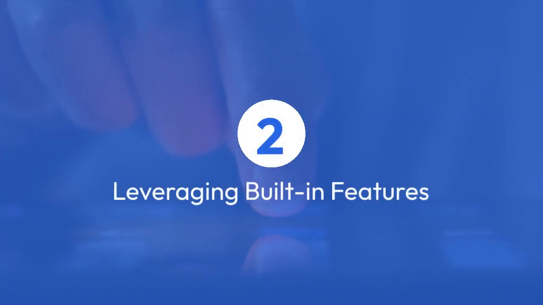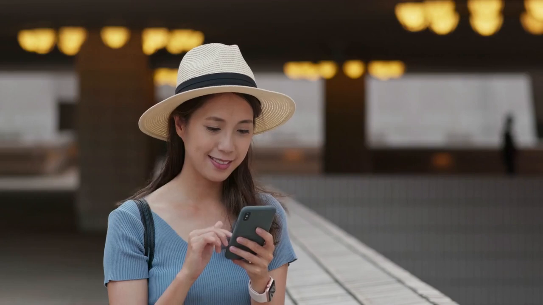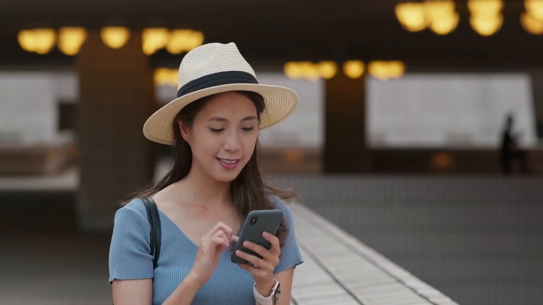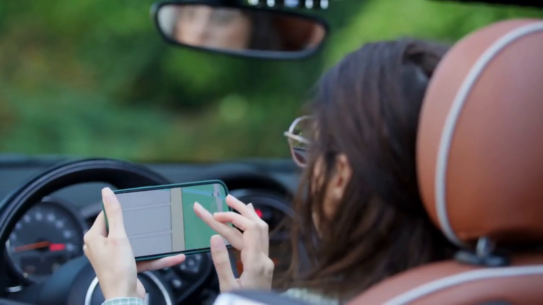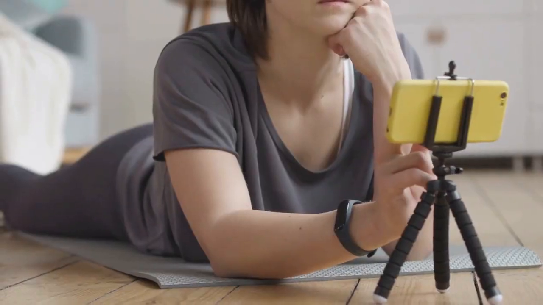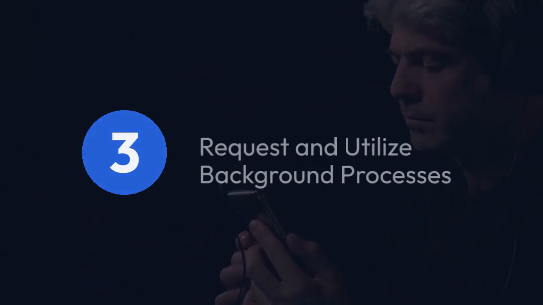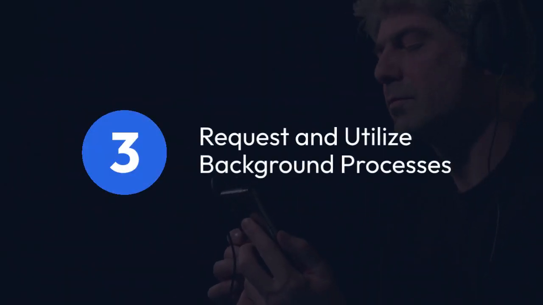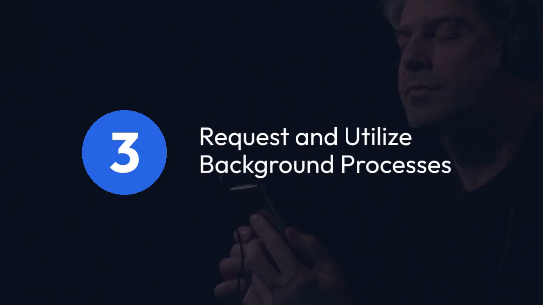2. Leveraging built-in features. Many apps are designed to work with iOS's background processes. For example, music and podcast apps can continue playing even when you switch to another app. Navigation apps keep running to provide directions, and fitness apps can track your activity. These apps have been specifically designed to request and utilize background processes.